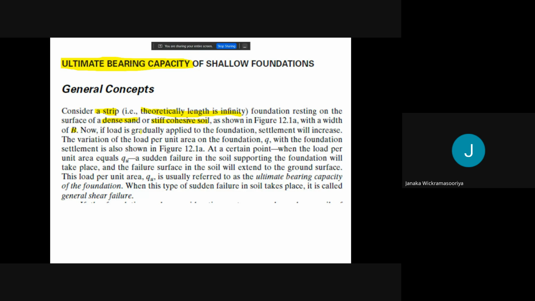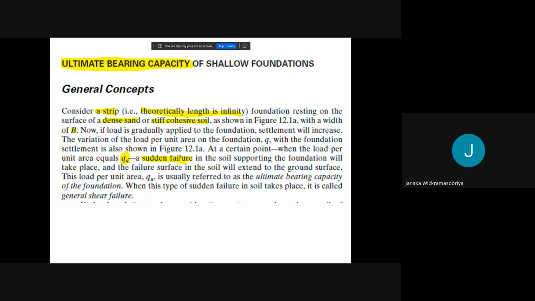Now, if the load is gradually applied to the foundation, the settlement will increase. The variation of the load per unit area on the foundation, q, with the foundation settlement is also shown in figure 12.1a. At a certain point, when the load per unit area equals q ultimate, q_u, that is the ultimate bearing capacity, there will be a sudden failure in the soil supporting the foundation.